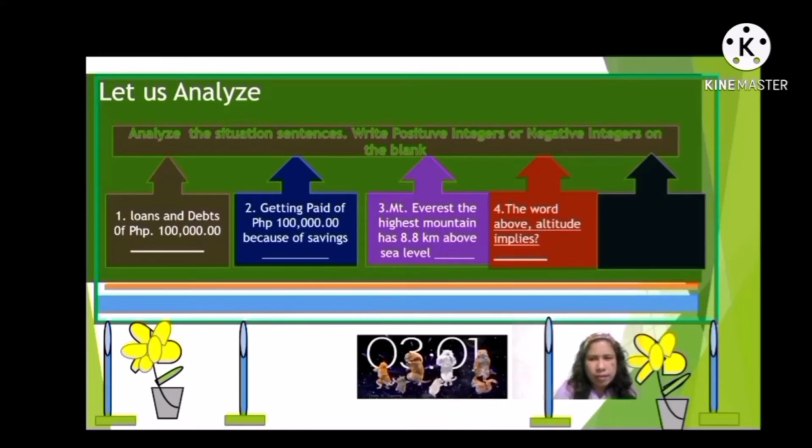Mount Everest, the highest mountain, has 8.8 kilometers above sea level. The word above altitude implies blank. The word below implies blank. You have 2 seconds to answer questions.